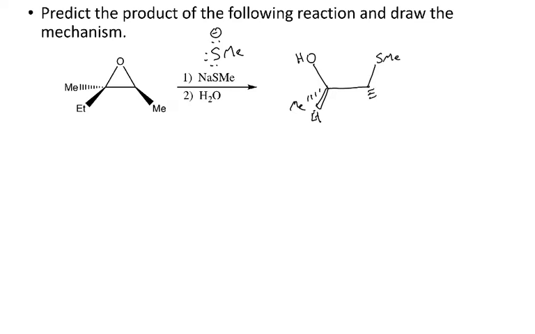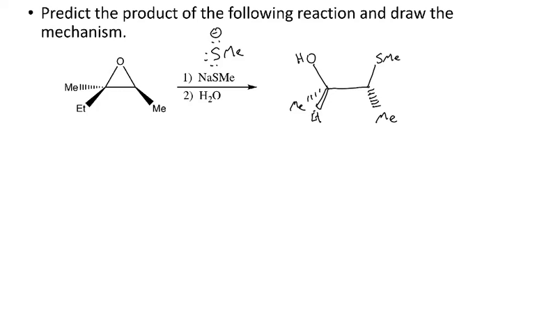And then, because the configuration of this one should have changed, we've got to change the wedge in the reactant into a dash in the product. And so I think this is the correct product, because it's an SN2 mechanism. The nucleophile attacked the less substituted carbon, so our nucleophile ended up here. And then we've also correctly shown the inversion of configuration.